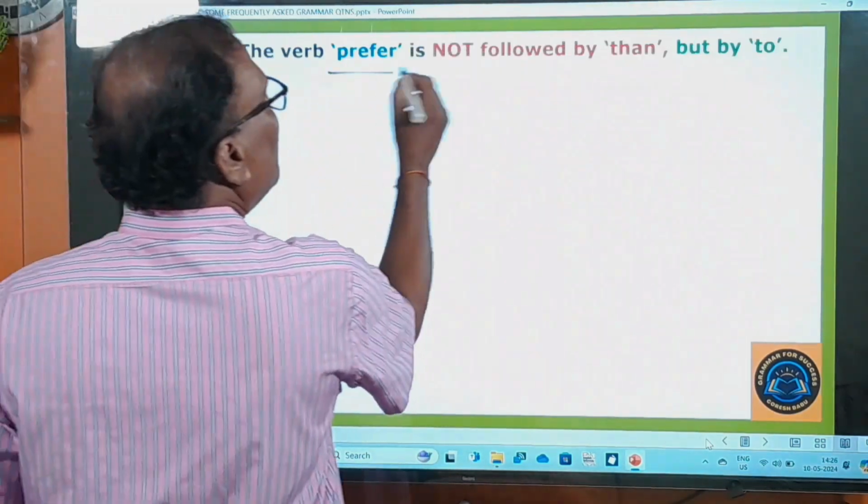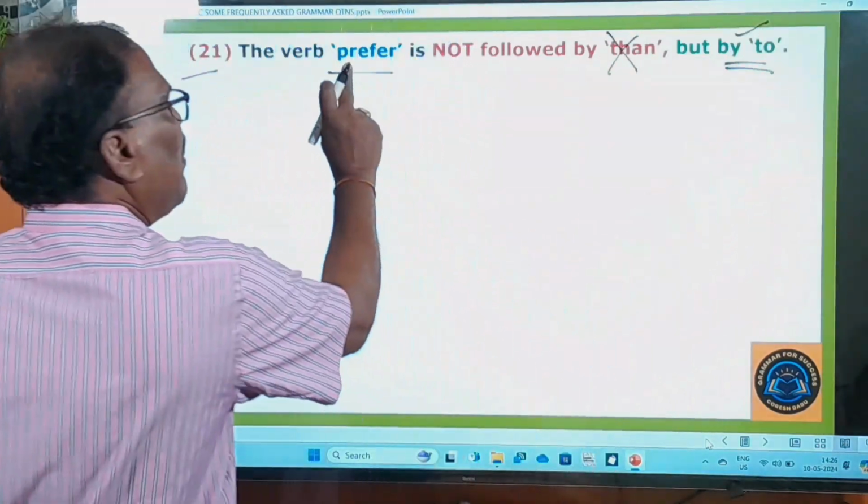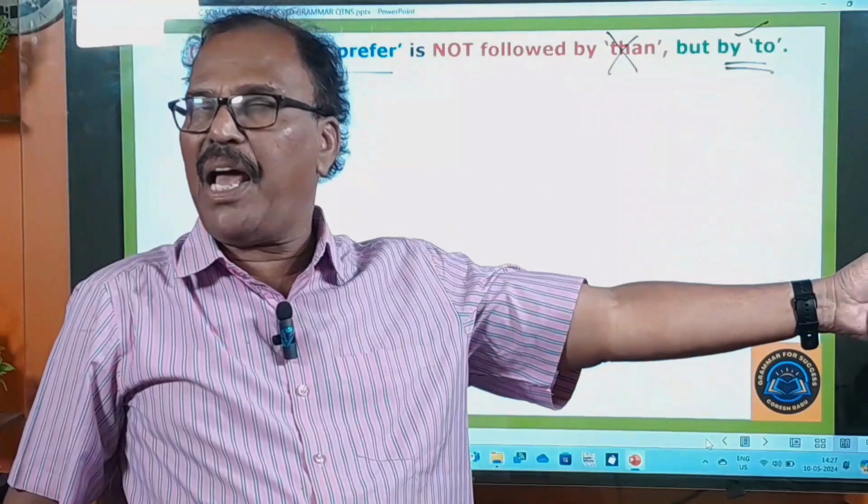21st one, the verb prefer is not followed by than but by to. The verb prefer is not followed by than but by to.